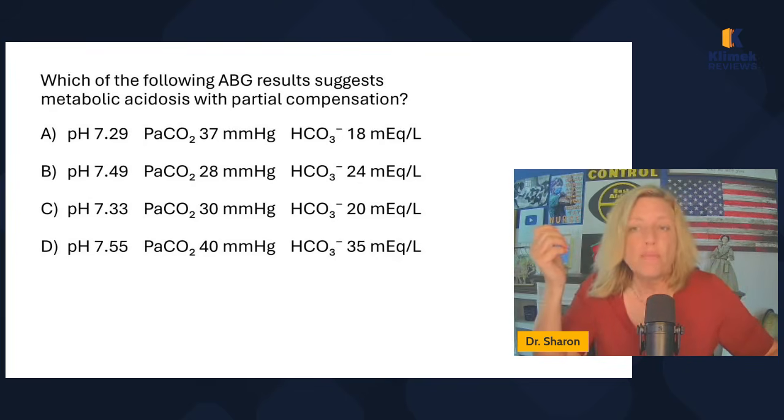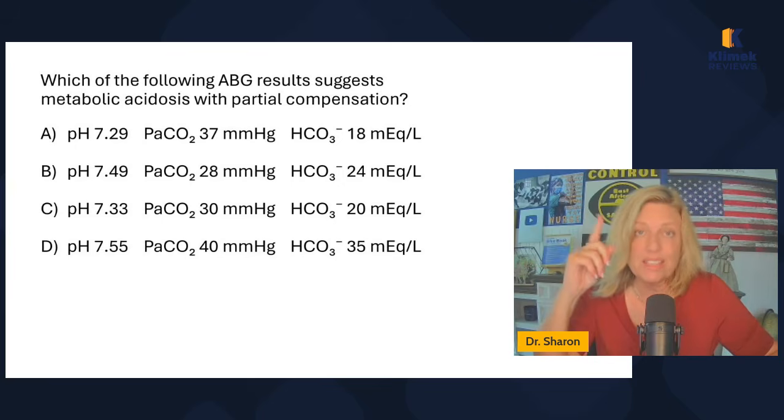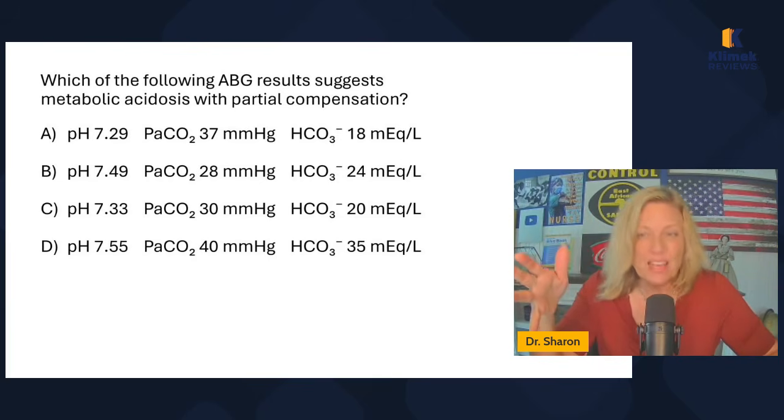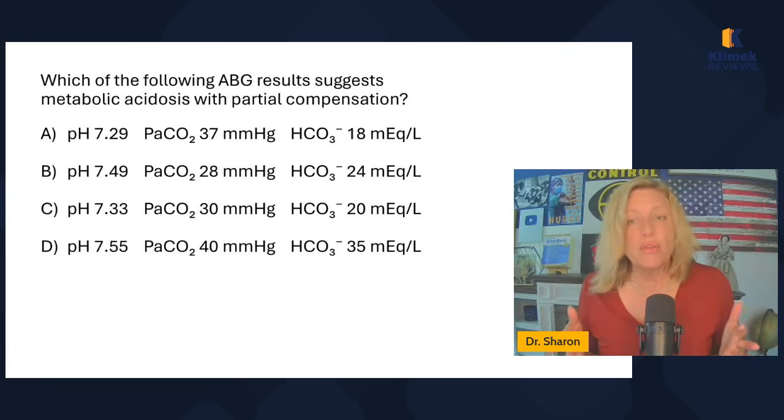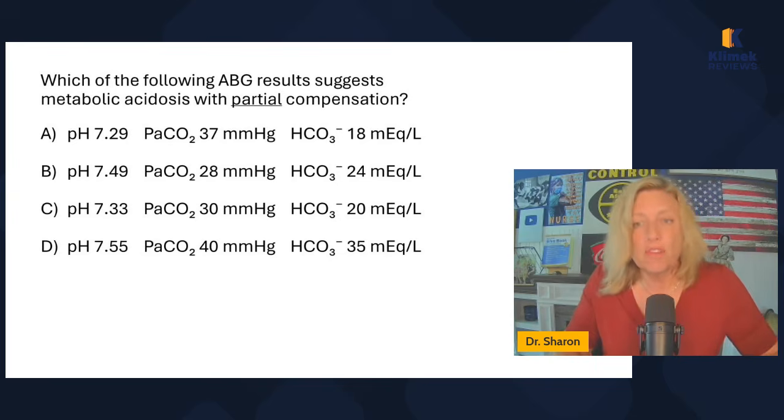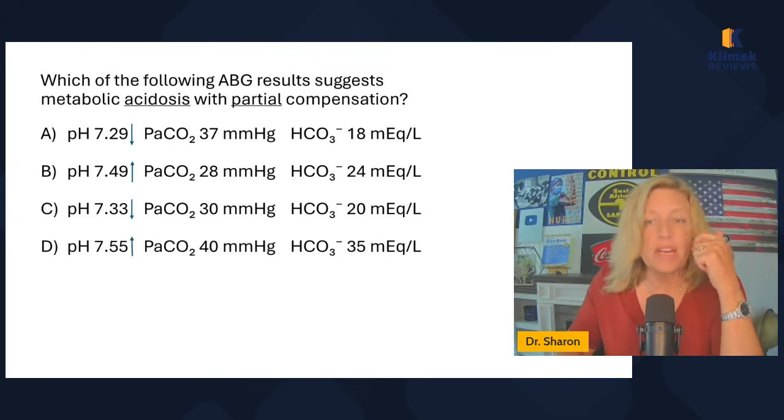Well, first of all, partial compensation means the ABG is still abnormal. The ABG is still abnormal because full compensation means the pH is normal. So if the ABG still has to be abnormal, then I can cross off the ones where it's normal. The problem is they're all abnormal. So this is a hard one, y'all. This is a hard question. So now I'm going to have to go through each one and say what's what here, okay? So the partial compensation, so I'm looking for an abnormal one.